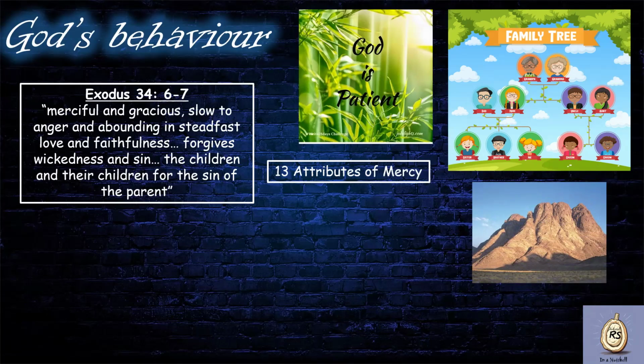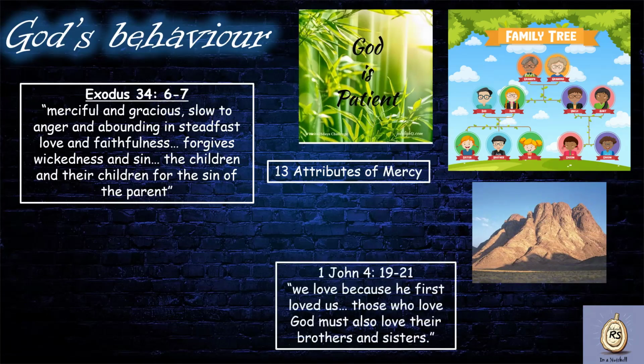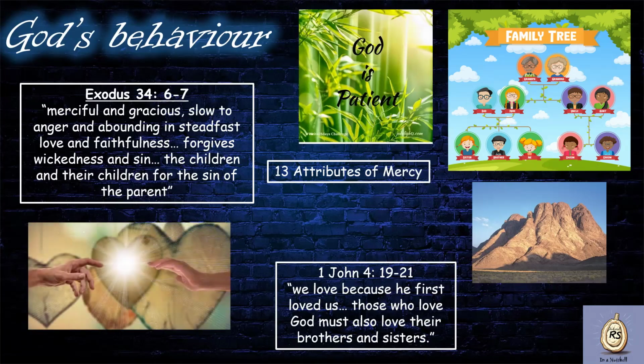The second set text is the first letter of John, chapter 4, verses 19 to 21. In this passage, it says that we love because he loved us first. And it also says that those who love God must also love their brothers and sisters. This shows the divine initiative of God, that God loved us first and draws us towards him. It also makes it clear that true love of God requires a love of each other. True love of God requires love of humanity.